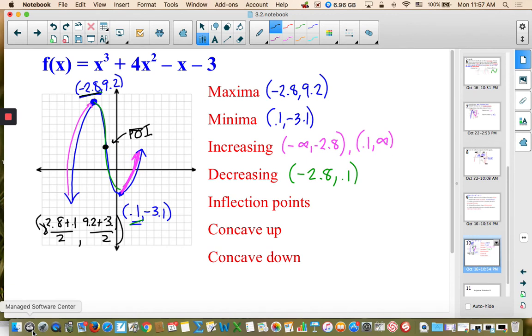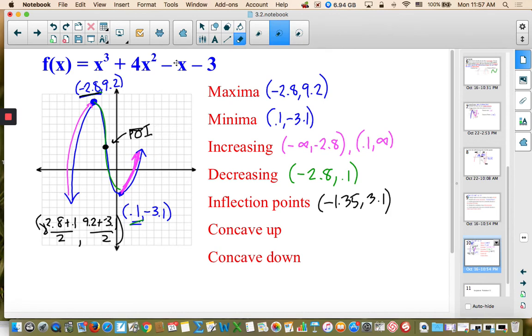And when we do that, we get about negative 1.35, 3.1. That's about where the inflection point is. Okay, so now knowing that inflection point, which is negative 1.35, let me just erase that. Negative 1.35, I'll just leave it over there. 3.1, I have to look at where this graph is concave up and where it is concave down.